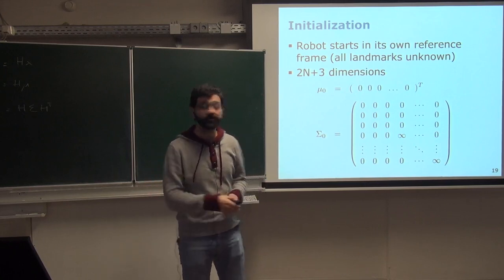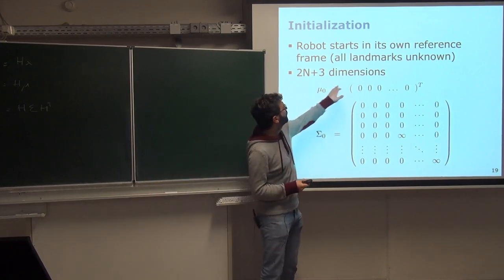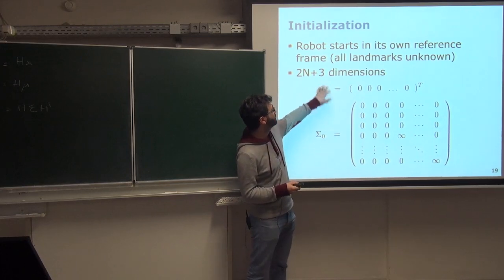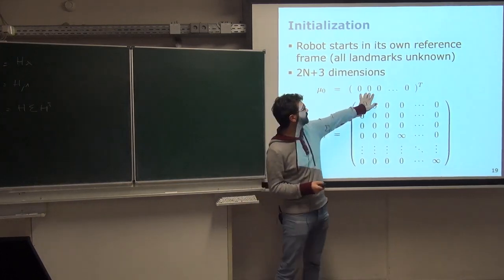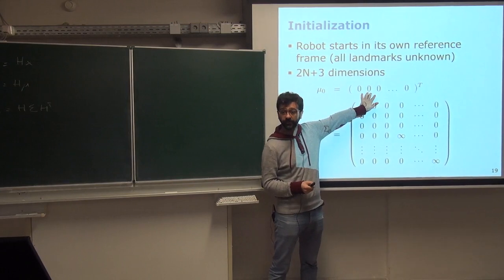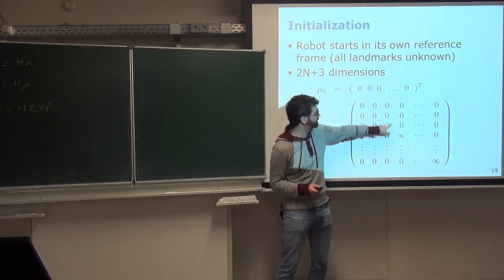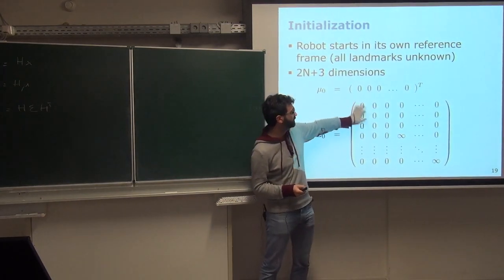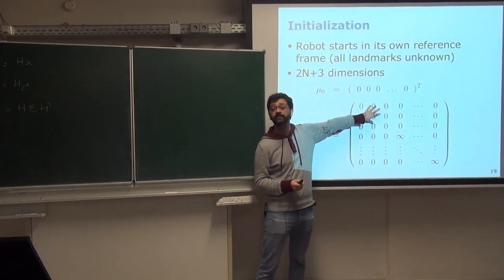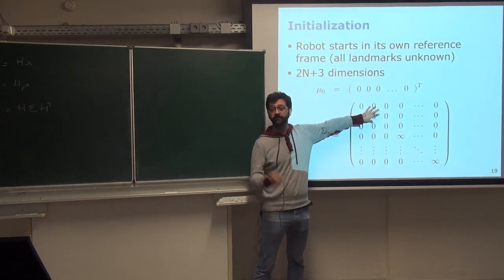This means that the initial position of the state, the initial mu, will be the 3 entries 0, 0, 0 of the robot, okay? With the uncertainty, that's the block we are interested in, as 0, 0, 0, okay? So it's a completely zero uncertainty. It means we are sure where the robot is.